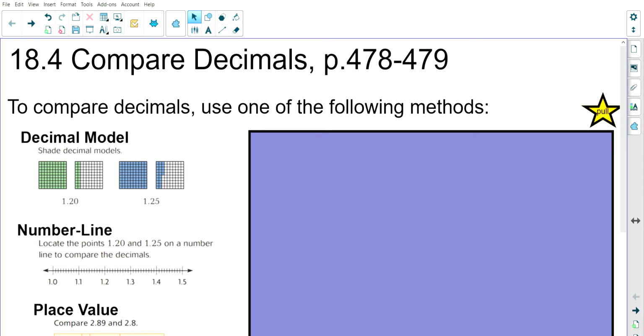So before I get started with instruction, please make sure that you have your math journal out, and label it 18.4 compare decimals. Just like in class, we are going to take notes together. We are going to do practice problems together. I'll model some things for you, and then at the end, I'll release you to do your independent practice. So go ahead and pause this video whenever you need to get caught up, and you can go back and rewatch as many times as you need.